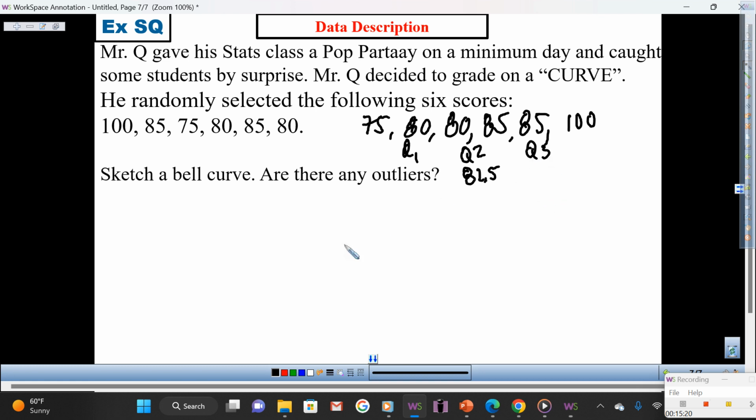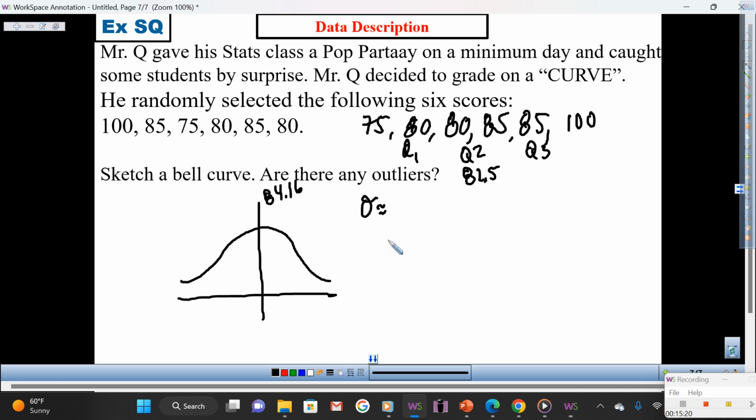Okay. And then our bell curve, yes. There it is. All right. Our bell curve. What was our mean? JC? 84.16. Hands if you got something like that. All right. Standard deviation, approximately. 8.61. Hands if you got something like that.